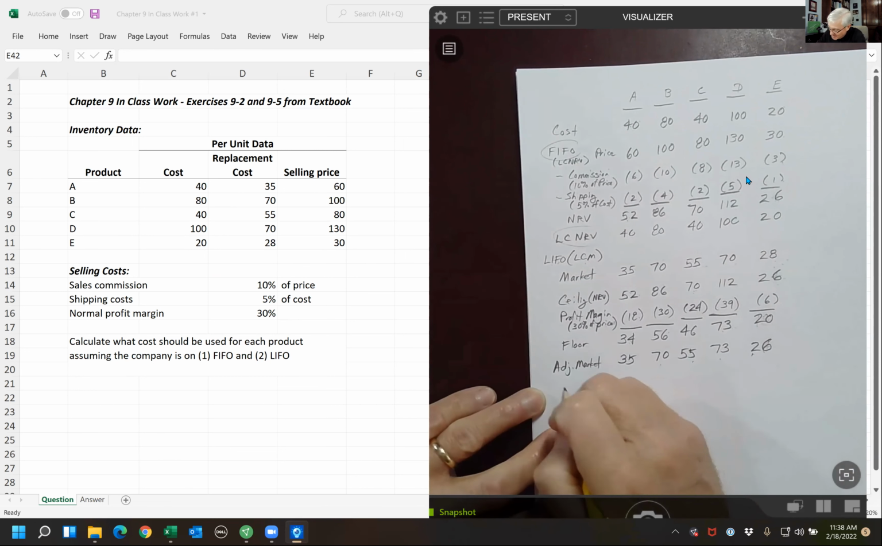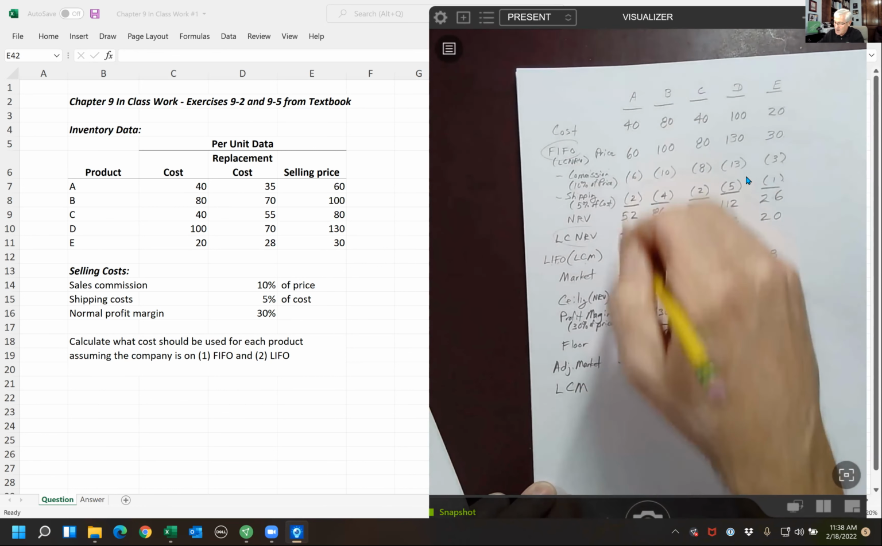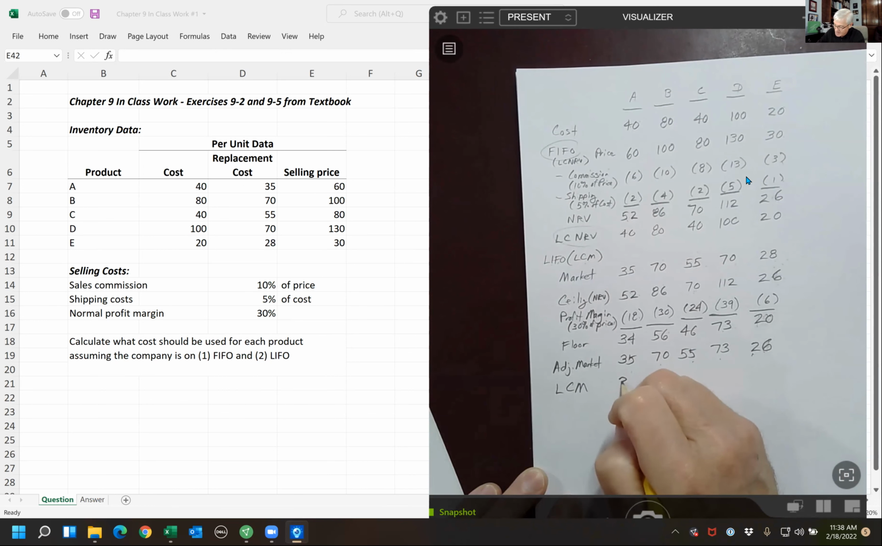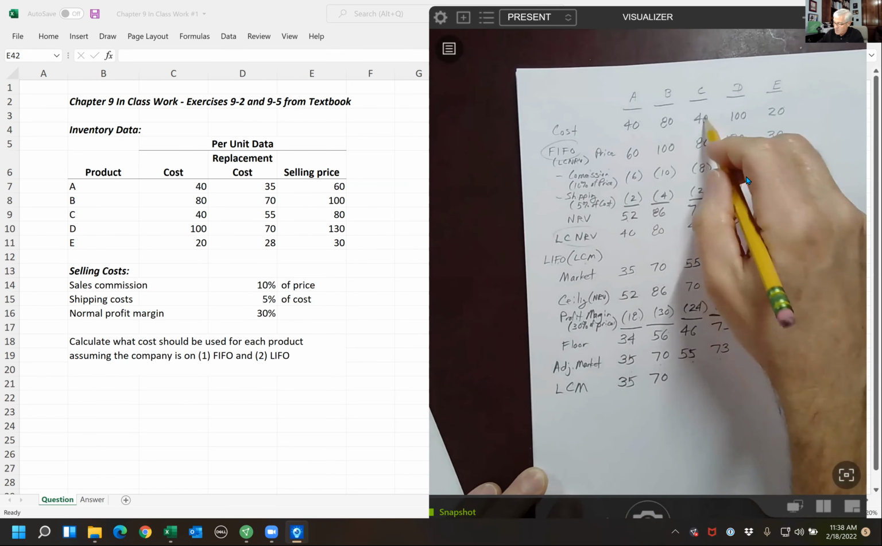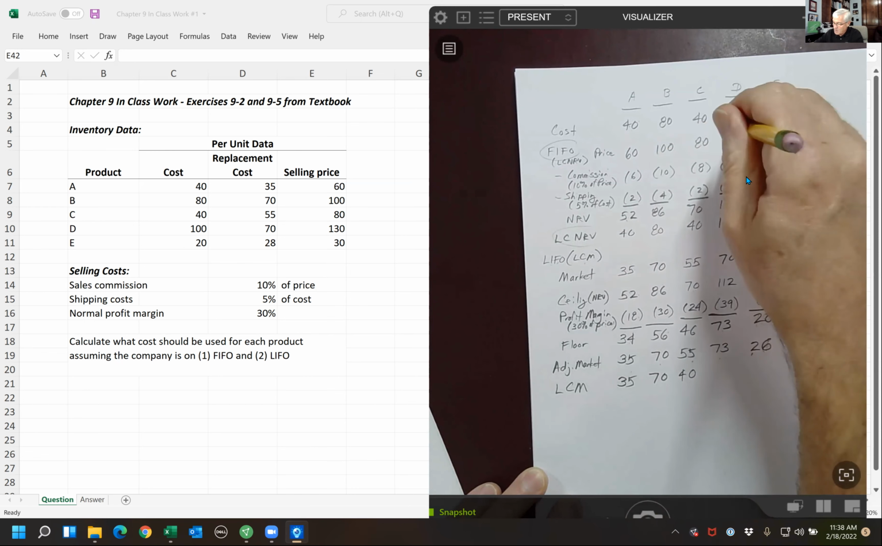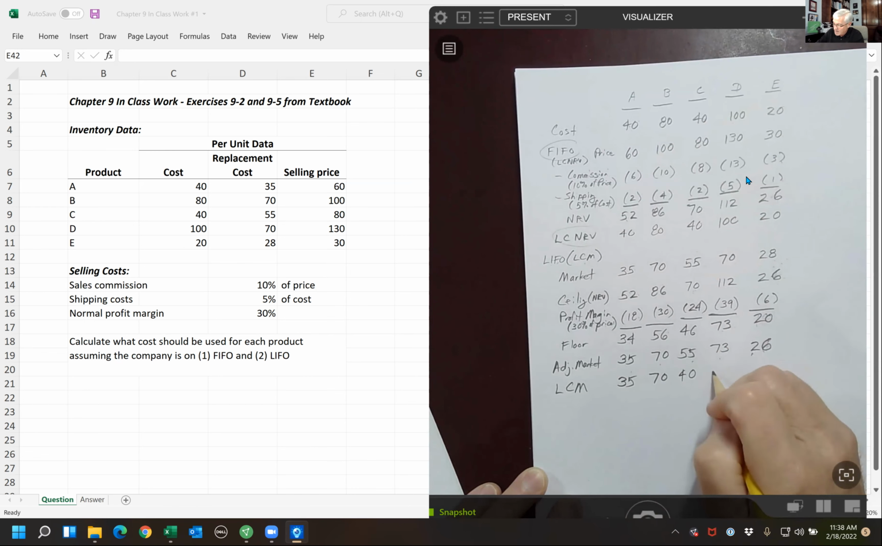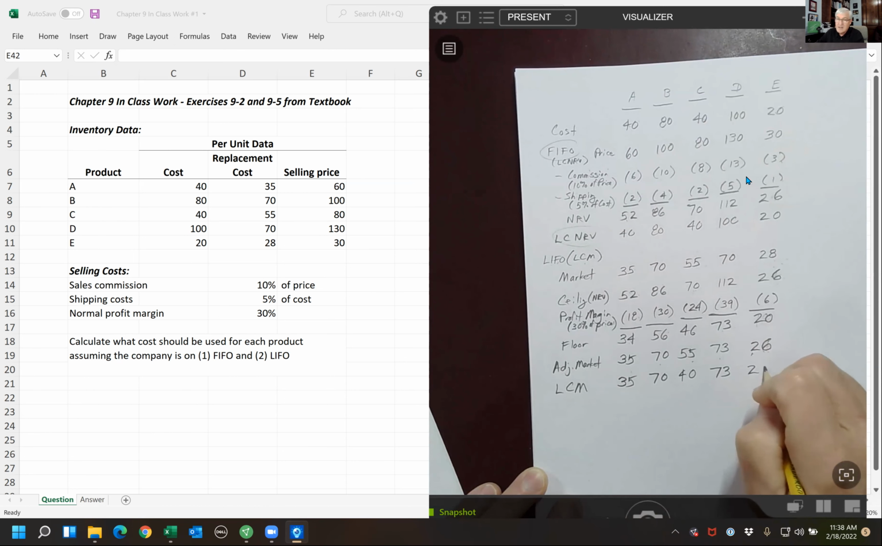Now, what's the lower of cost or market? Okay, 40 versus 35, 35. 70 versus 70, 70. 40 versus 55, 40. 100 versus 73, 73. 20 versus 26, 20.